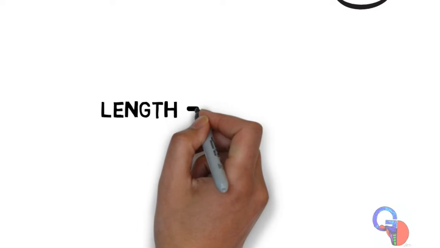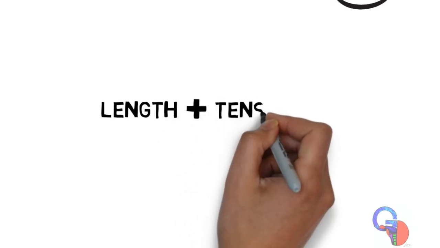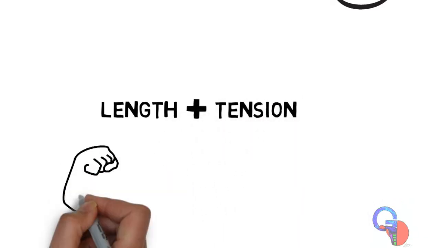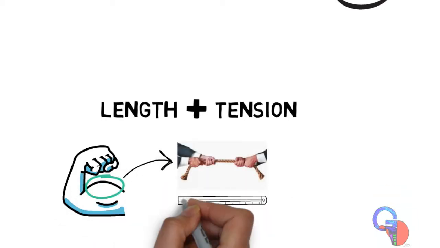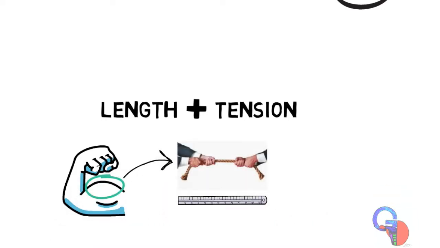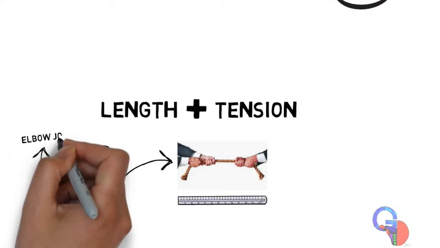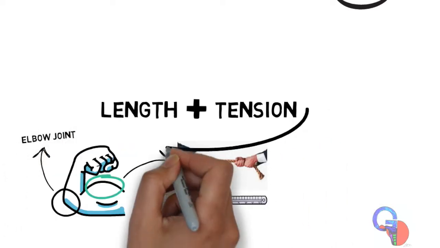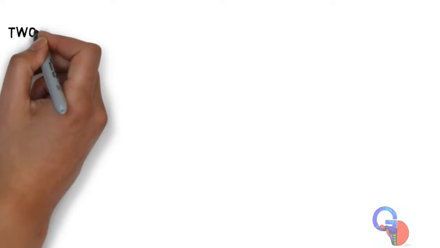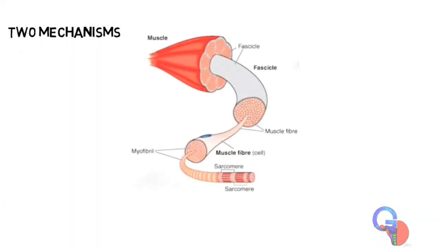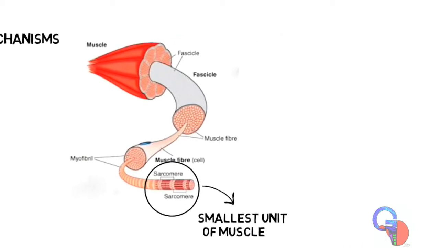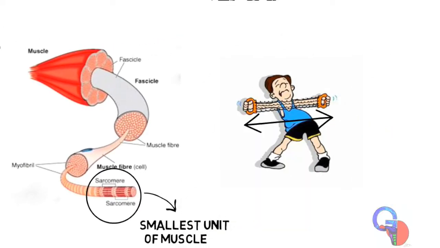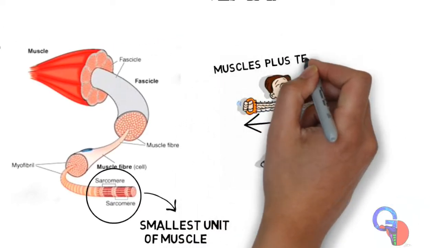Okay, let's talk about the length-tension relationship of skeletal muscle. As the term implies, it is the ability of muscle to generate tension at a specific length. That length is obviously going to be affected by joint position. This length-tension relationship is affected primarily by two mechanisms. 1. The nature of the sarcomere units within skeletal muscle. 2. The elastic properties of non-contractile components of muscles and tendons.